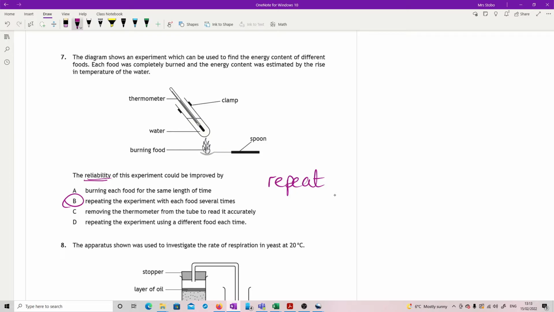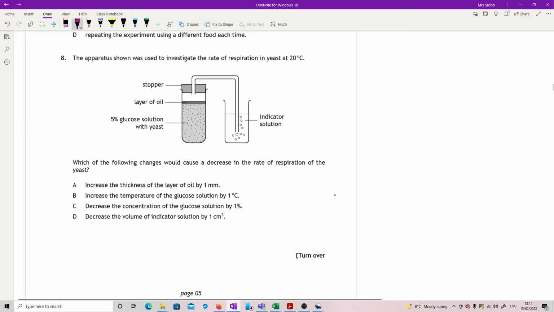Okay, just to be absolutely clear, burning each food for the same length of time would not change the reliability of the experiment, but it might be something that you think is more correct in terms of the validity of it. Removing the thermometer to read it accurately would just mess everything up, because that means that you are likely to lose heat as you take it out. Repeat the experiment using a different food each time would obviously then be looking at different foods, not making it reliable. So definitely B. Okay, 8. The apparatus shown was used to investigate the rate of respiration in yeast at 20 degrees C.